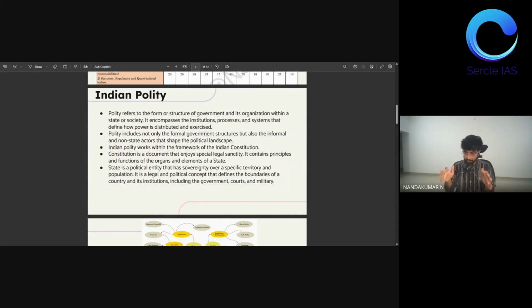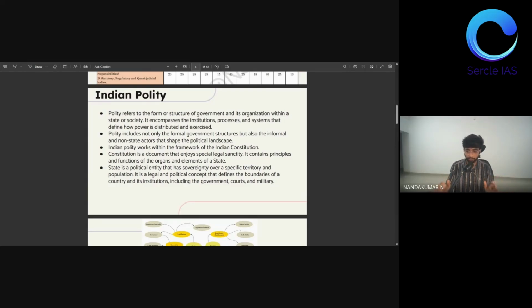One aspirant must be having. So this is where you can start with, and it includes not only the formal government structures but also the informal and non-state actors that shape the political landscape. For example, non-state actors like NGOs, even the population.